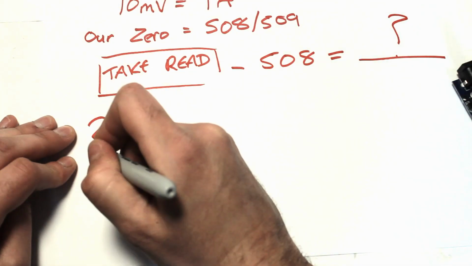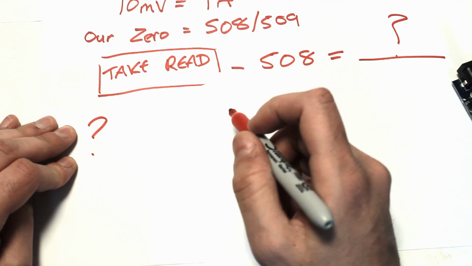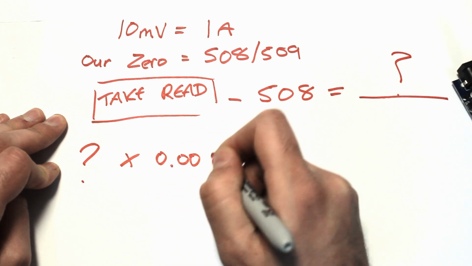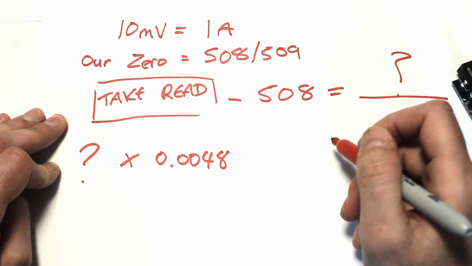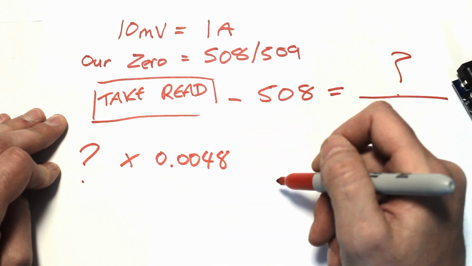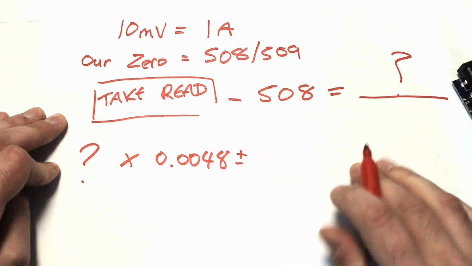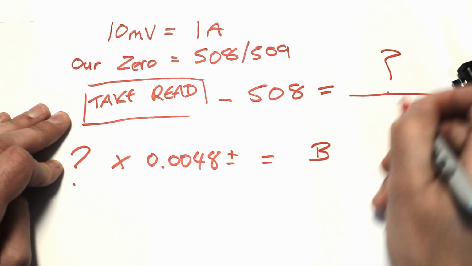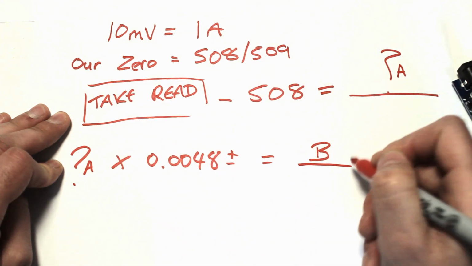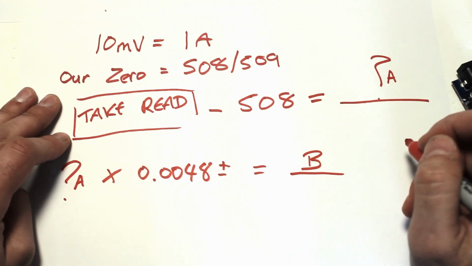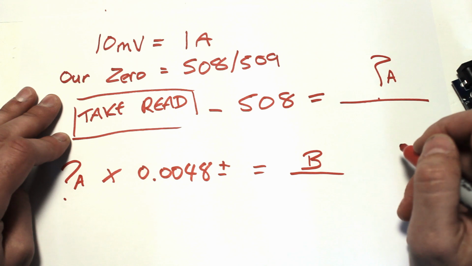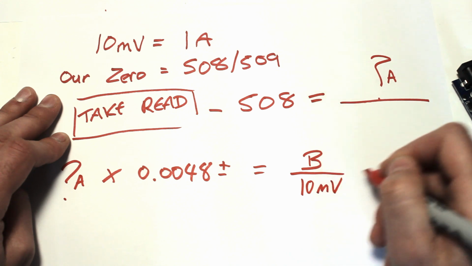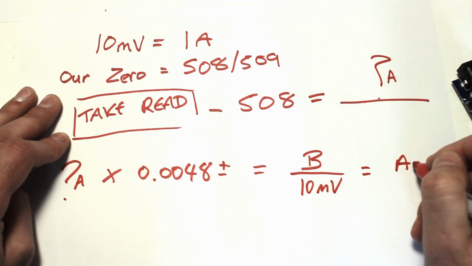Then we'll take the question mark value, we times that by the per step value, which is going to be 0.0048. This could be a negative or a positive number at this stage, so plus or negative, who knows. Then we'll take that value, we'll call this one B, should probably call that one A. And then with B, we will divide that number by 10 millivolts, and that should equal amps.